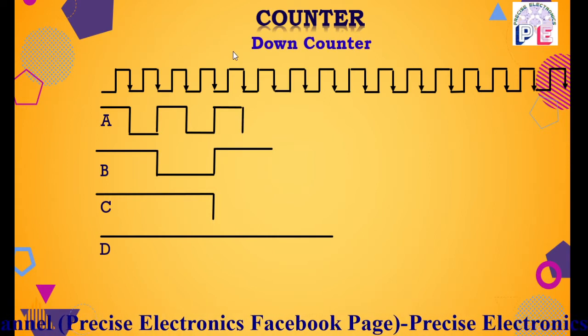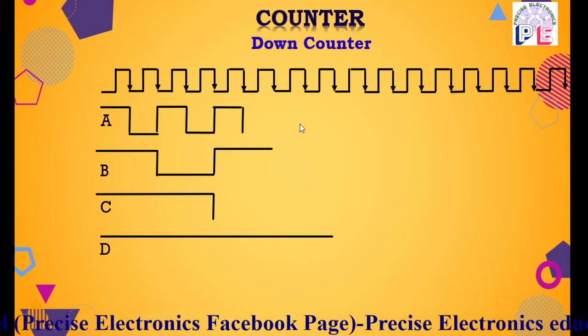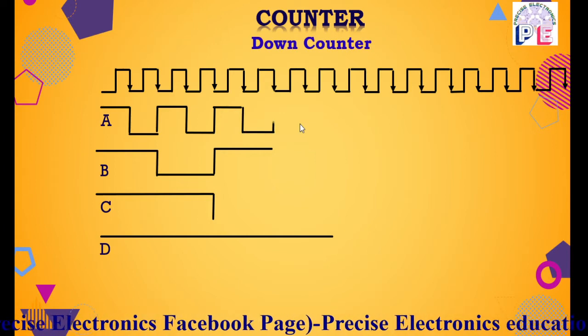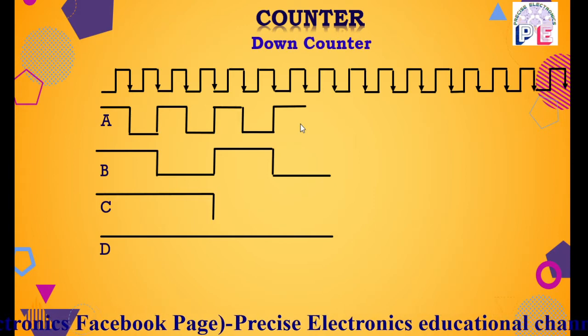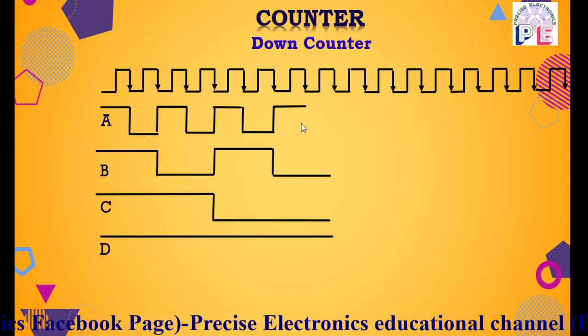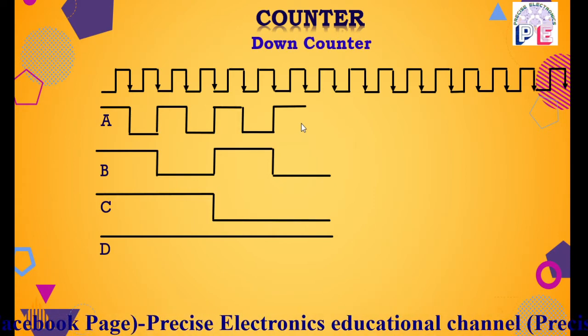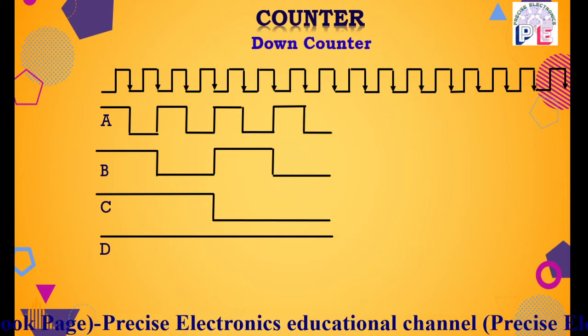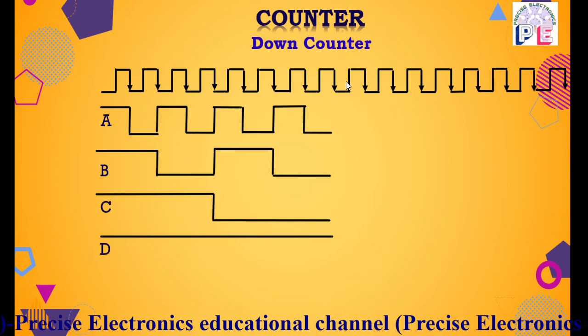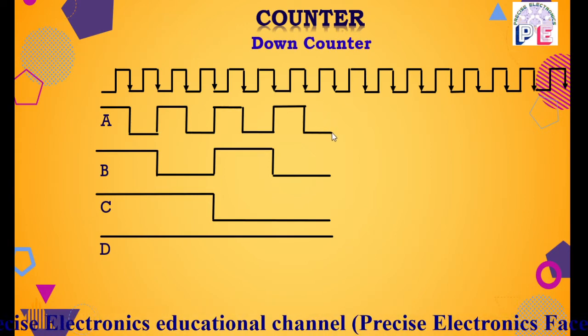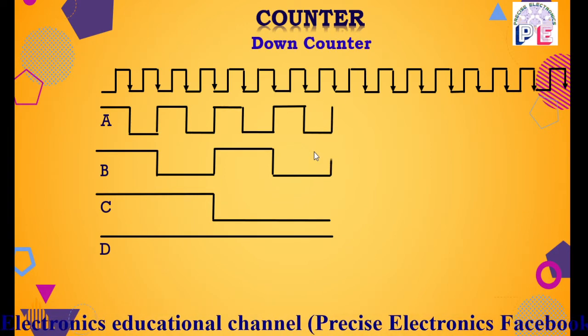So from this it is clear that the B flip-flop changes its state when the A flip-flop goes to set mode. The C flip-flop changes its state when the B flip-flop goes to set mode, the transition of B from 0 to 1. That means when a positive edge appears, the complement gives the negative edge.